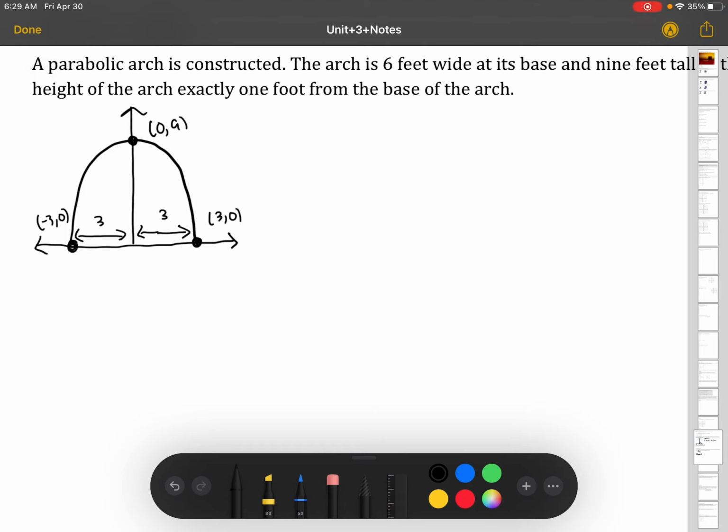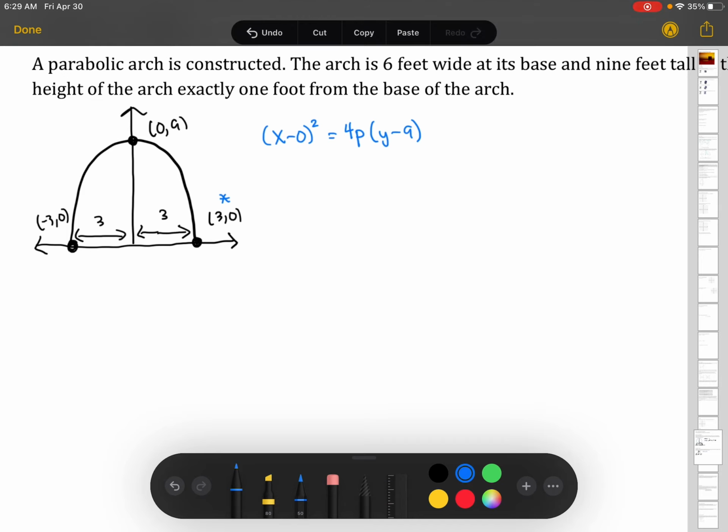So if we write the basic equation of a parabola, that's going to be (x minus 0) squared equals 4p times (y minus 9). Then we need to find p so that we can actually write the equation of the parabola. So we're going to use one of these other points, like we can use (3, 0). We know that when x is 3, y should be 0.